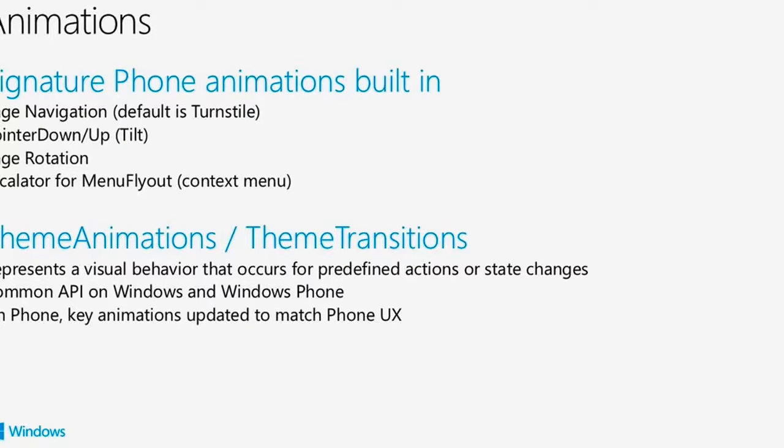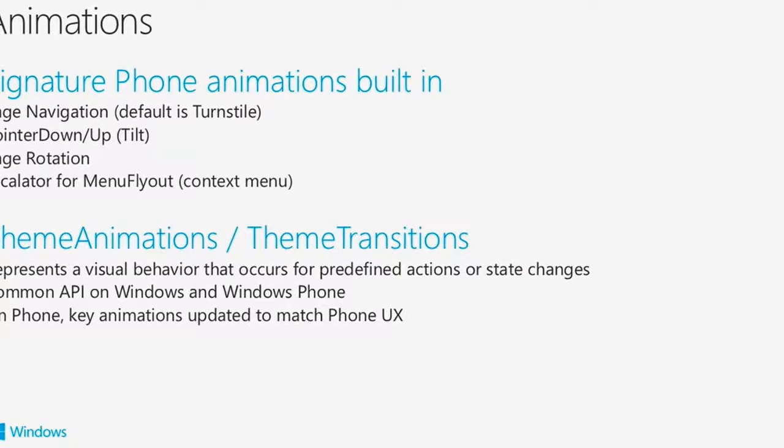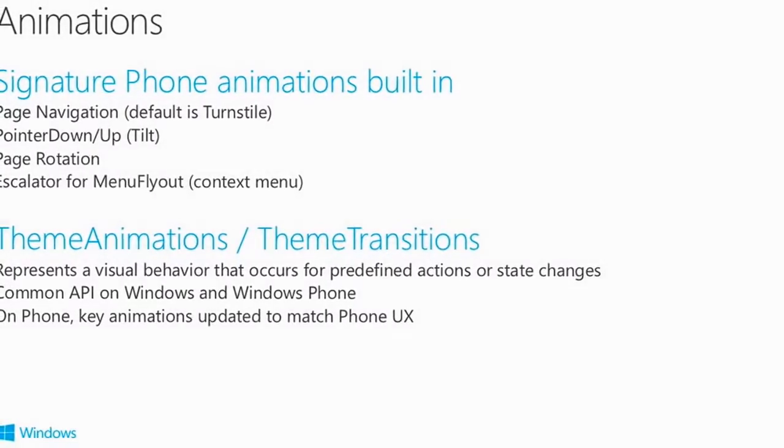The page navigation, when you go from one page to another, the default is turnstile, and that is built into page navigations. And the other ones are all built in as well, like, what's the true name for it is pointer down up. But actually what we know that as better is tilt effect, which means when you tap on a button, it kind of dips into the screen a little bit.